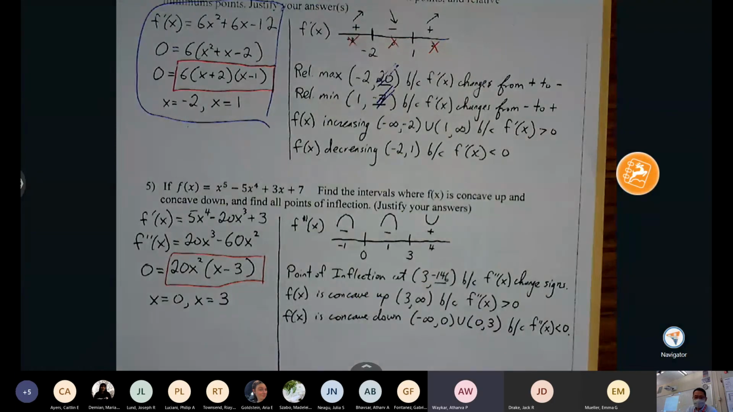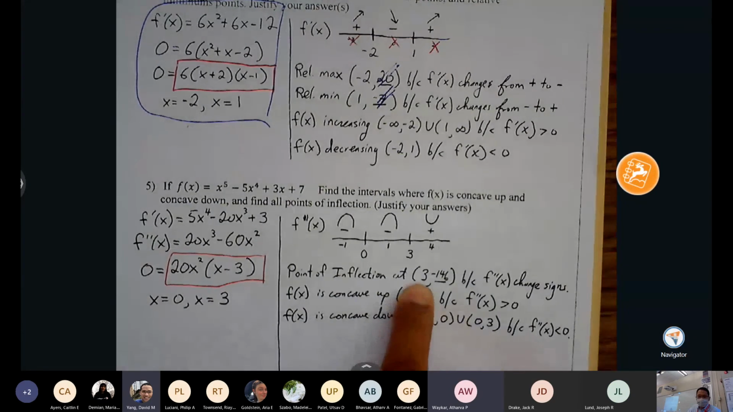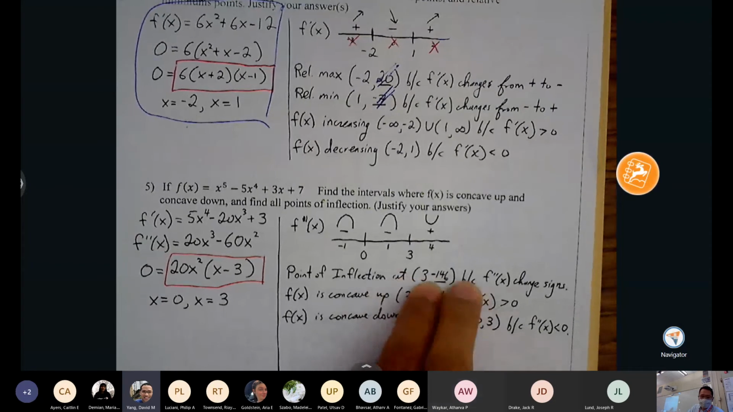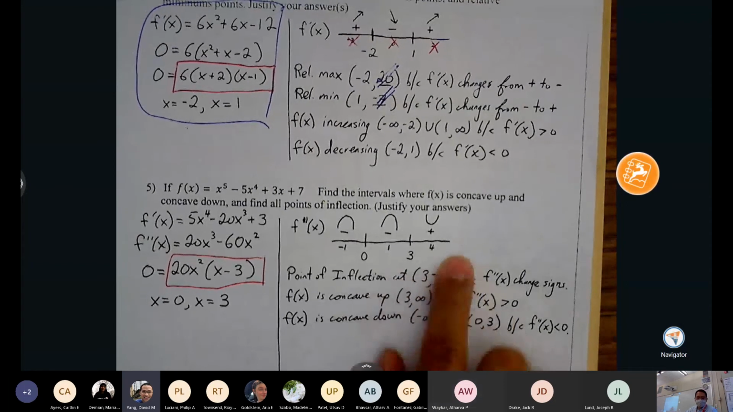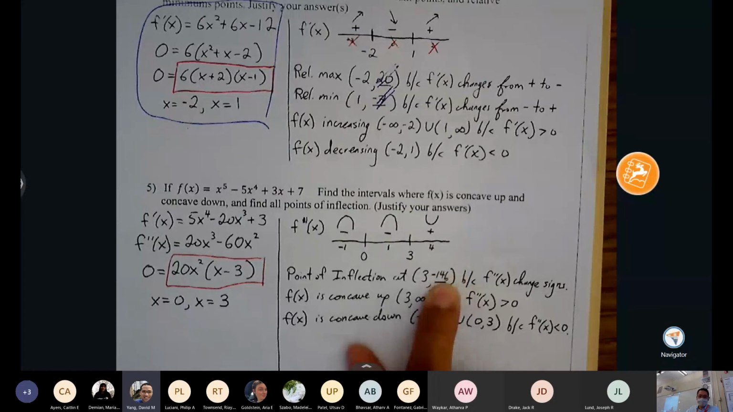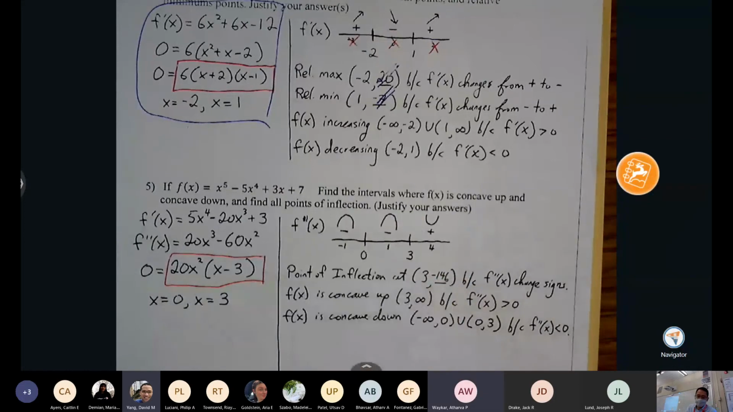Mr. Yang, last question. For the point of inflection, do you need to state the y value? Just give me the x value. You can say x equals 3, or you can say 3 and then leave that space blank for the y value. You don't have to give me the y value. Okay, thank you.